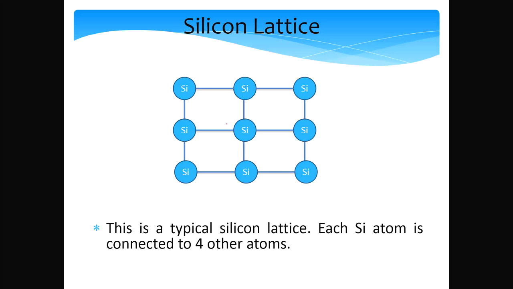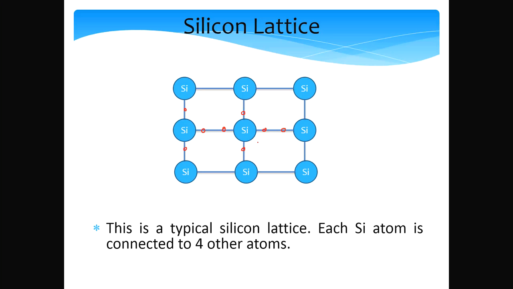So how is a typical piece of silicon organized in terms of its basic atoms? Silicon is a group 4 element, so it has 4 electrons in its outermost layer. Similarly, other silicon atoms also have 4 electrons. So essentially 4 plus 4 becomes 8, and they form covalent bonds and arrange themselves in a lattice.